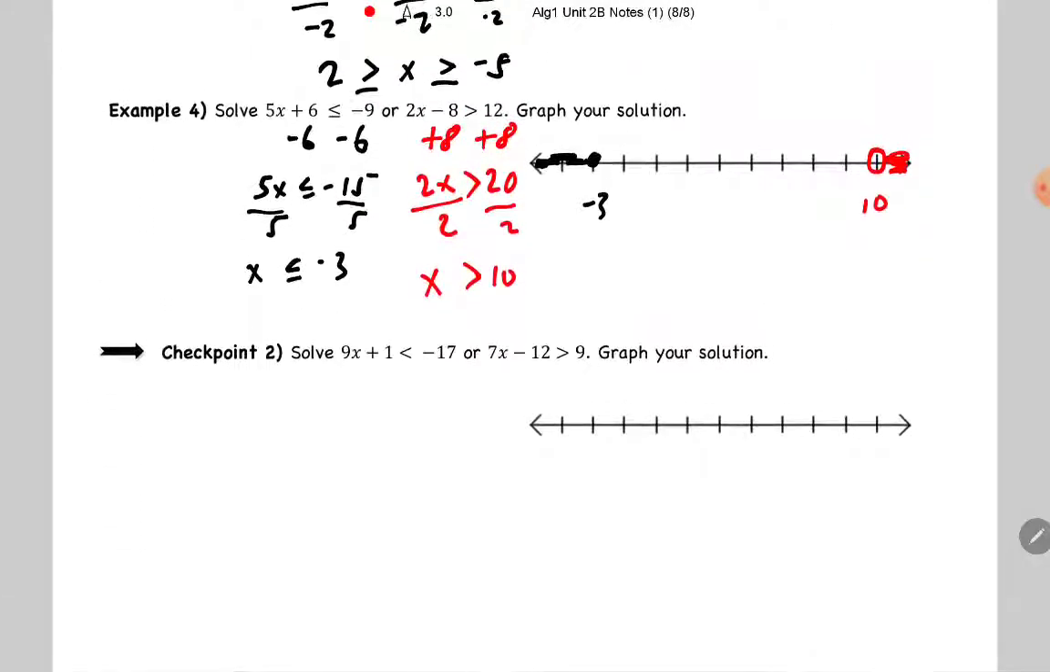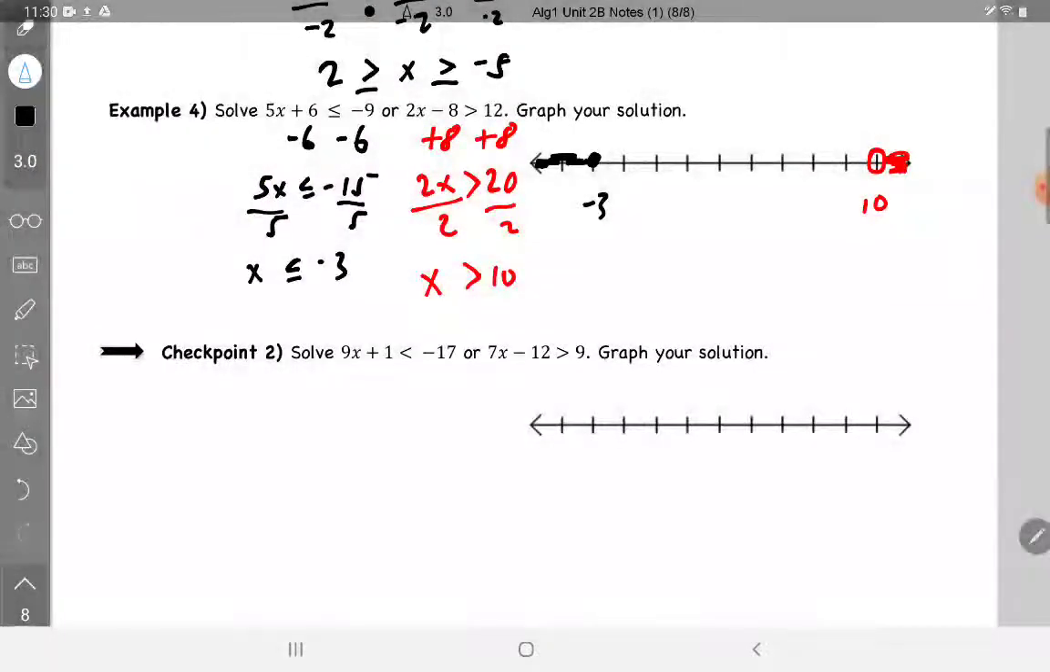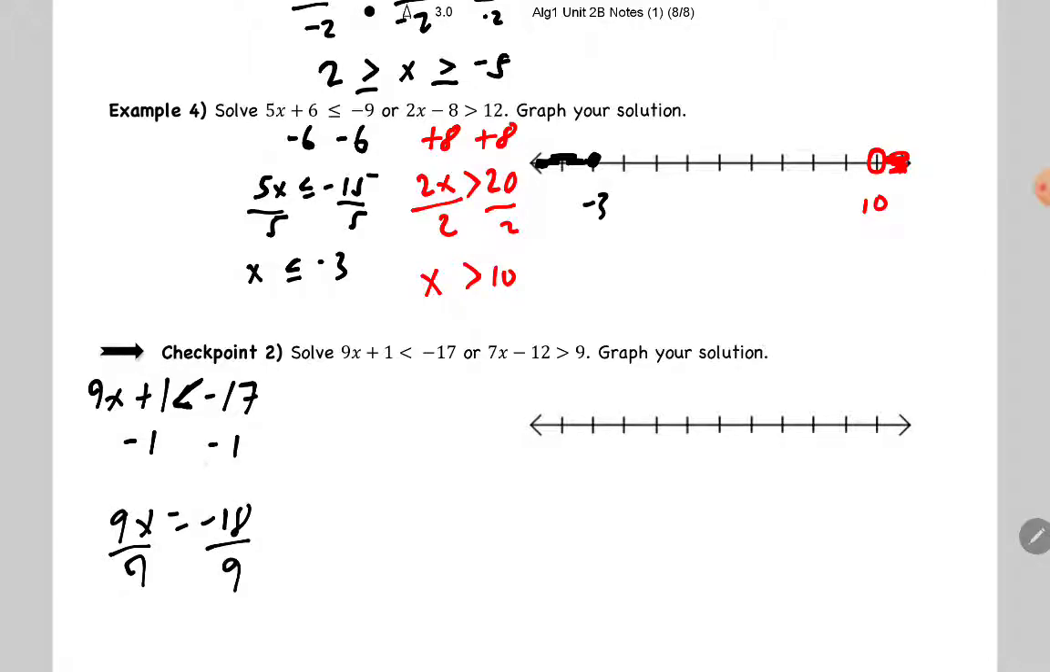All right, one more. So I'm going to write this over here. 9x plus 1 is less than negative 17. So I'm going to subtract 1 from both sides. I get 9x equals negative 18. Divide by 9. Oops, not equals. Less than. And I'll get x is less than negative 2.